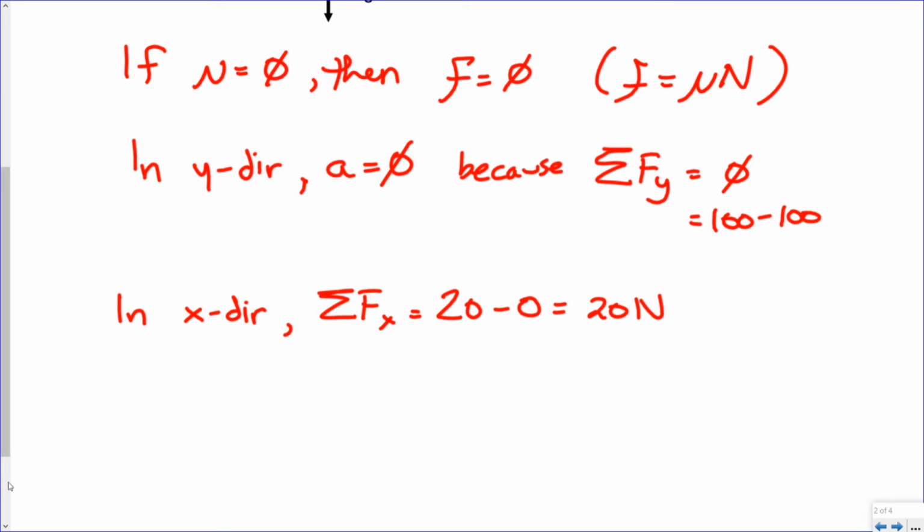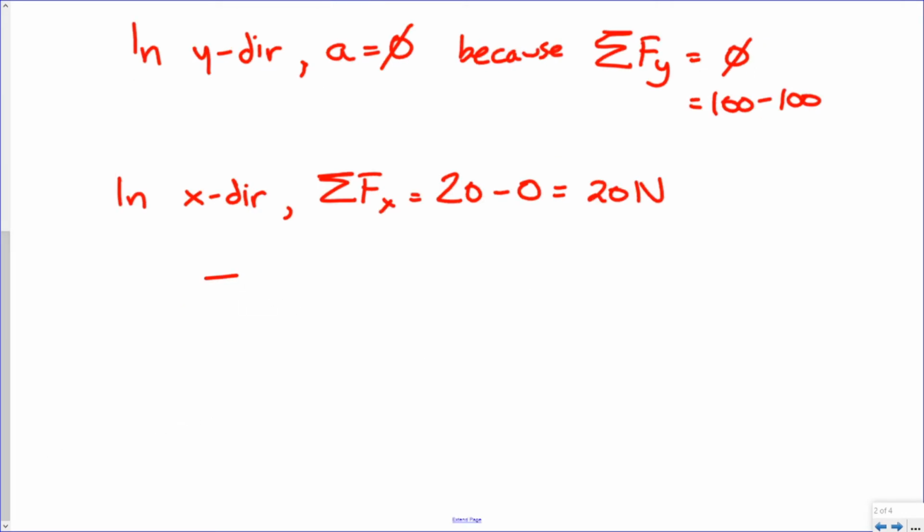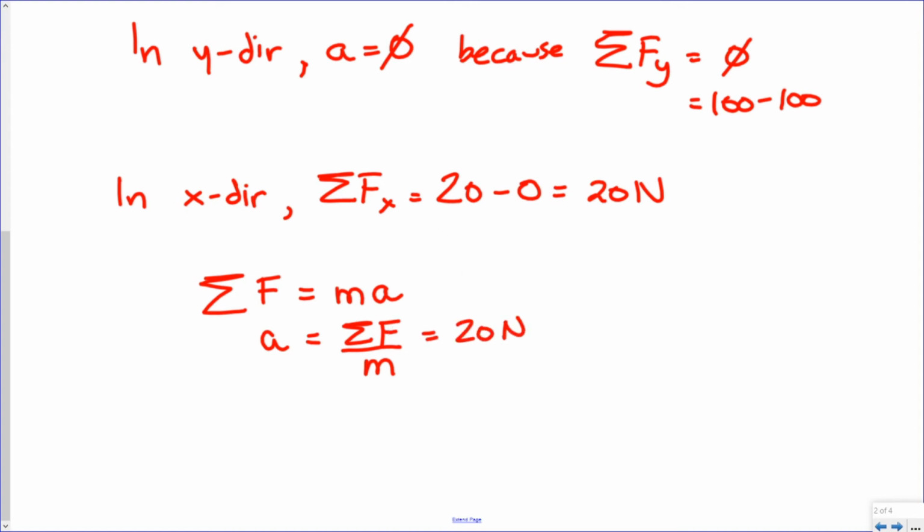So if we want to figure that out, we know the sum of the forces is equal to mass times acceleration. This is Newton's second law. And the question asks us, what is the acceleration? So let's rearrange for acceleration. So we have acceleration equals sum of the forces divided by the mass. Now we know what the sum of the forces in the x direction was. It's 20 newtons, right? We got that value from here.